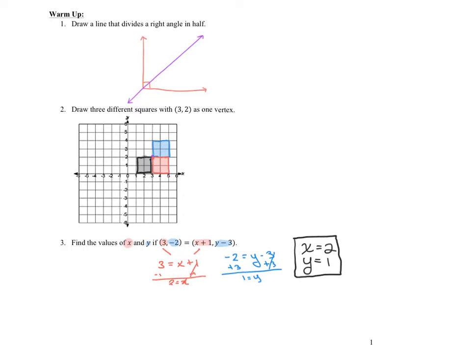Make sure in number 1 that you have a line, so it has to have arrows on both sides, that divided the angle in half. And on number 3, I highlighted the x values together, so the 3 I knew equaled the x plus 1, and I solved my equation. And I did the same thing for the y's in blue.